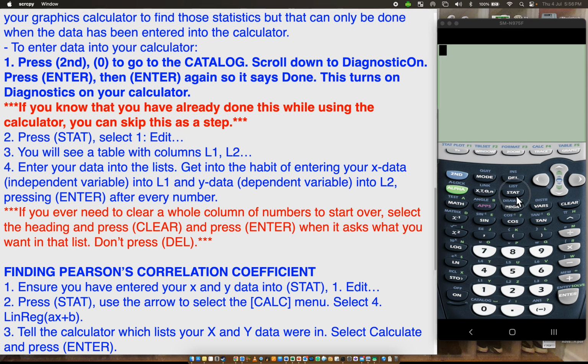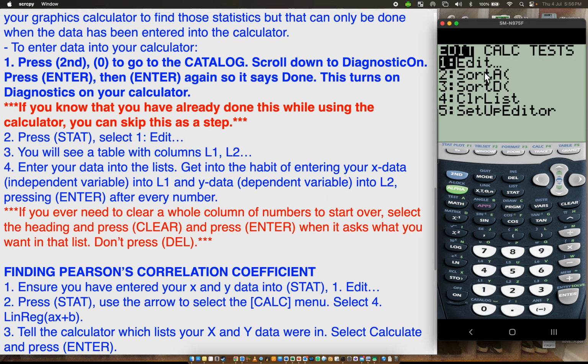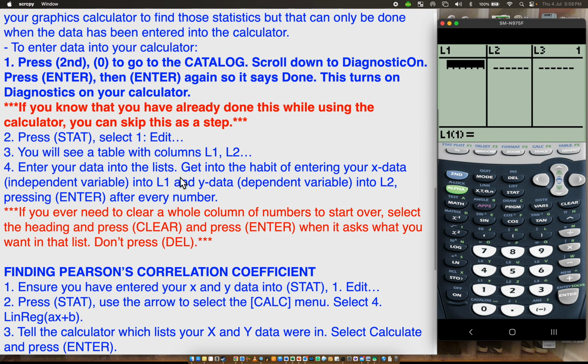You press stat, select one edit, as you can see there, and you will see a table with columns L1, L2, L3, etc. that goes on. Okay, it's got a bunch of L's, which are lists. And what you do is you enter your data into the lists. Please get into the habit of entering your X data into L1 and your Y data, the dependent variable, into L2, and you press enter after every number. So let's enter some data. Let's say it's 1, 2, this is the X data, 3, 4, 5.